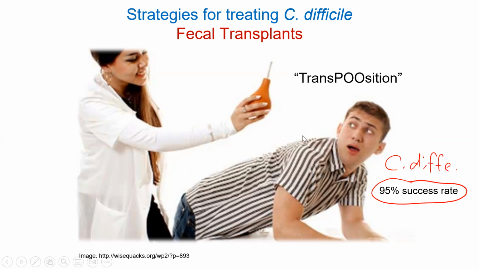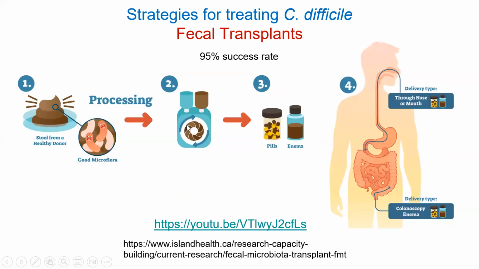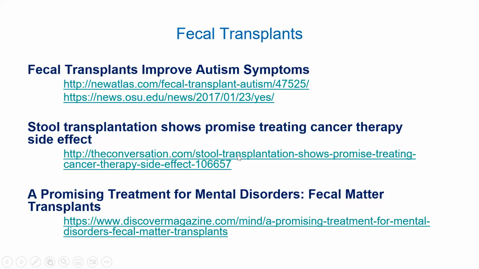So something very interesting. I think I've got a little slide here I found that's showing how this is done. Here's the processing. And you can see they're put into these pills or enema form and they're being delivered. You can watch this video if you want to check it out. I believe this is from a clinic in Calgary that does all these fecal transplants. The interesting thing about fecal transplants is they're starting to see benefits for other things. You can see here's some articles you can check out. For example, for autism symptoms, a lot of autistic children have these digestive disorders. And so what do you do about them? Give them a healthy microbiome.